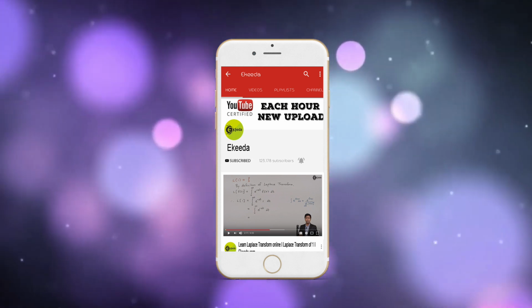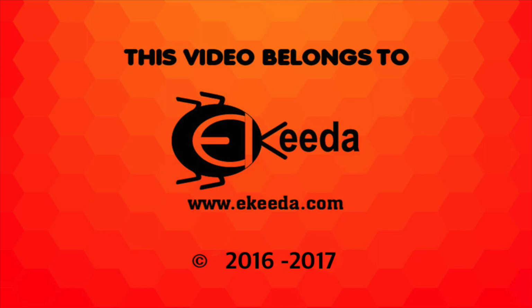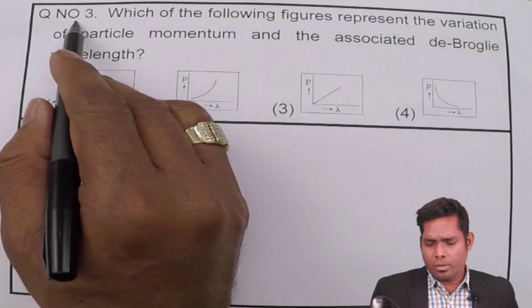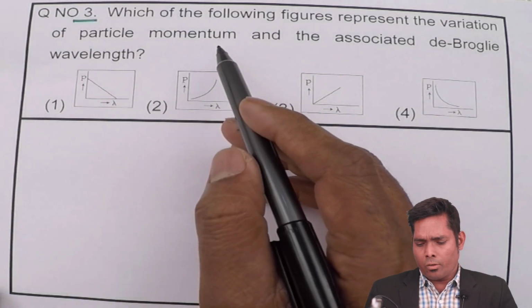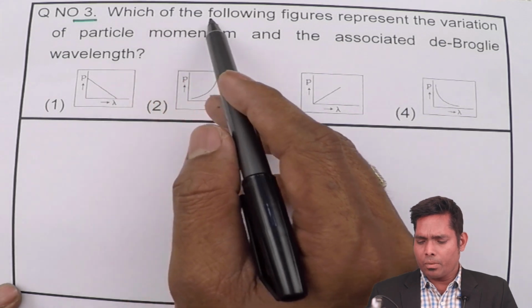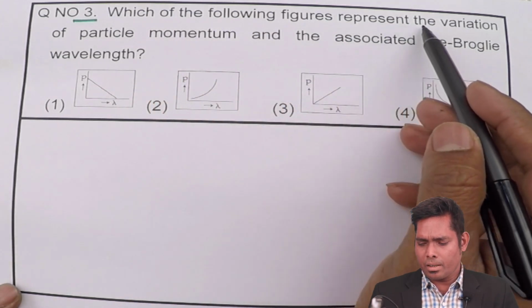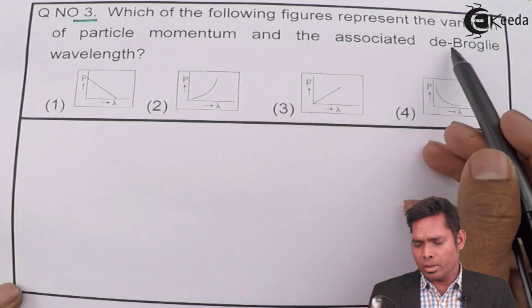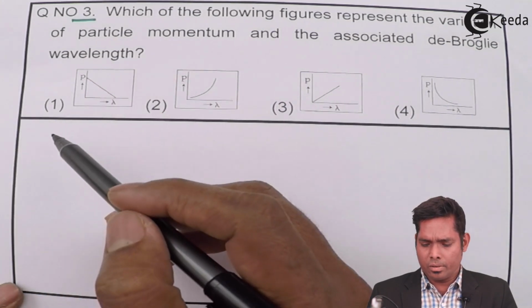Students, this is question number 3, 2015 NEET physics paper. Hello students, let us solve question number 3 of NEET physics paper 2015. Which of the following figures represent the variation of particle momentum and the associated de Broglie wavelength?